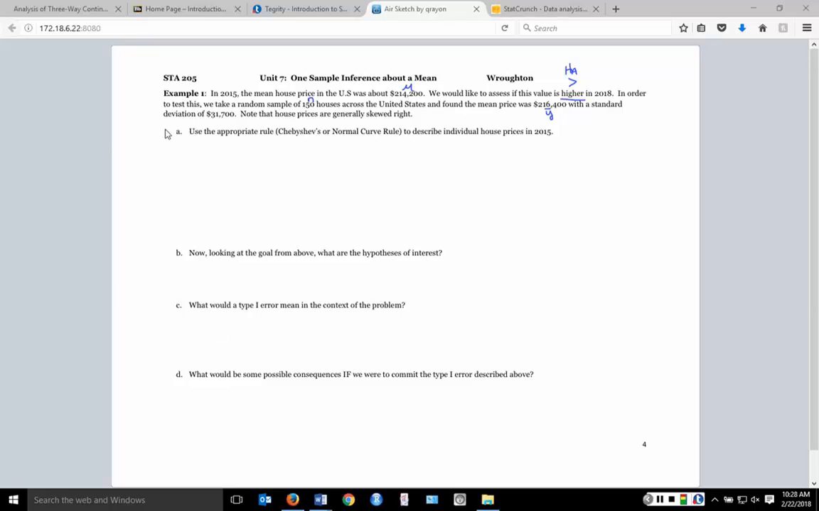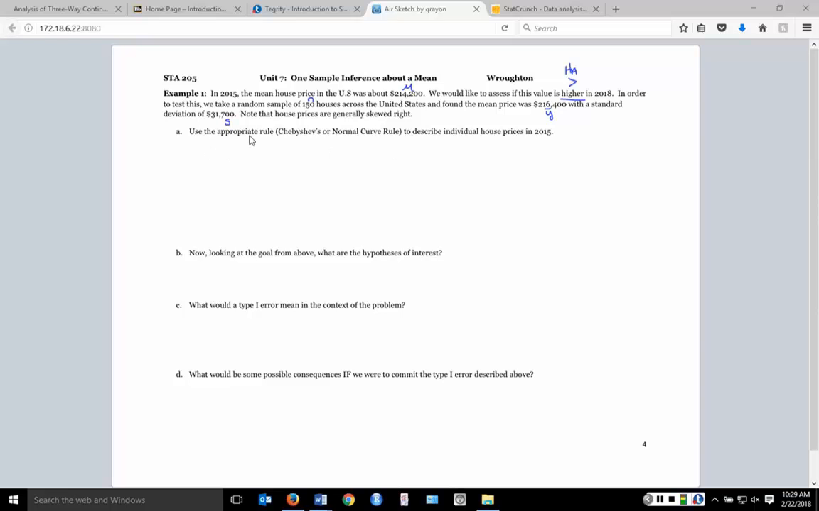with a standard deviation of $31,700. Now what you'll notice of this number is asking yourselves, what is it attached to? It's attached to these 150 houses, or it's attached to my sample. So this $31,700 is my sample standard deviation. So it's going to be an S and not a sigma. And that finally tells me that house prices are generally skewed right.